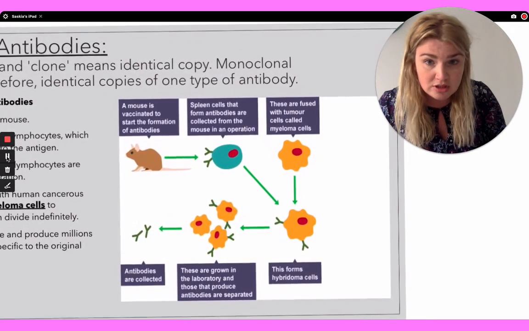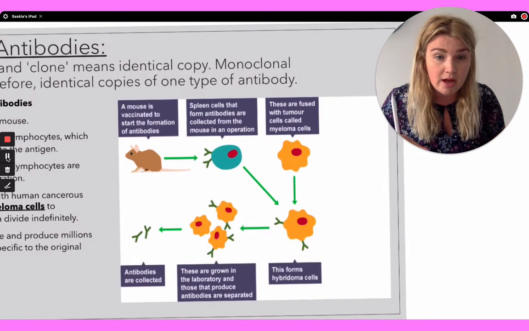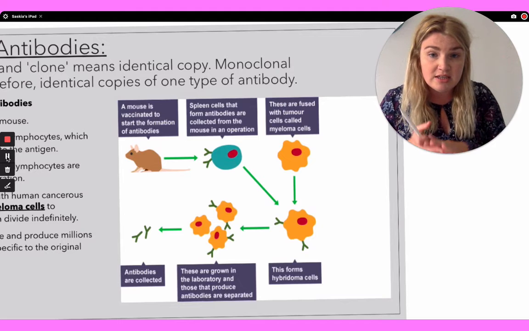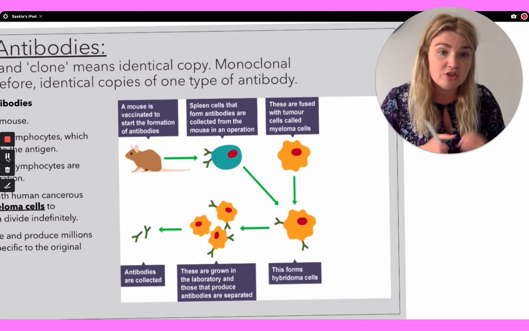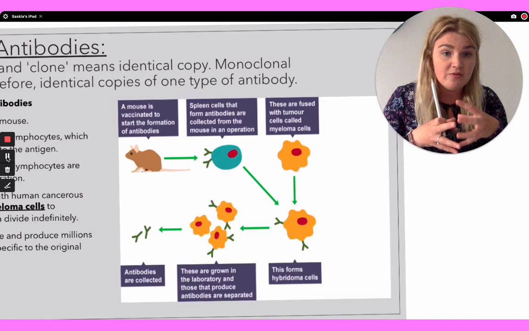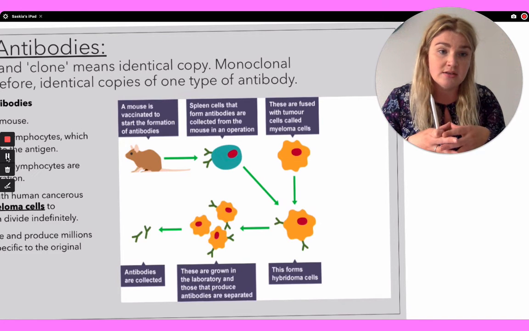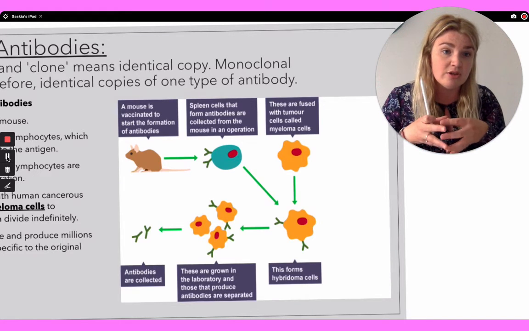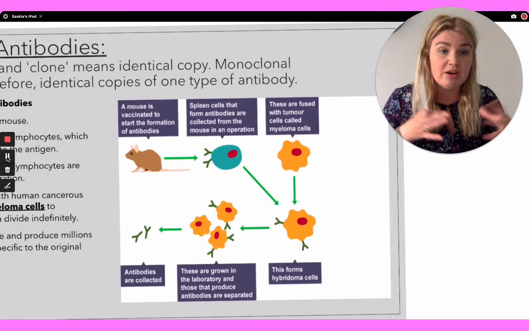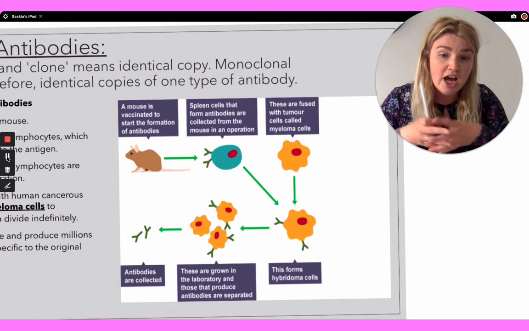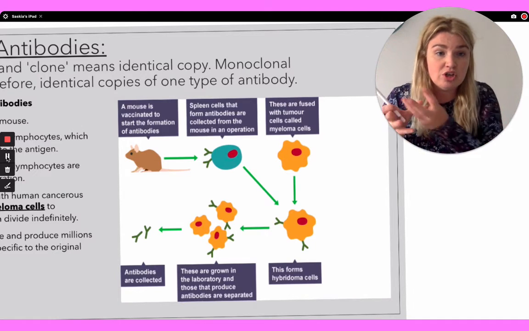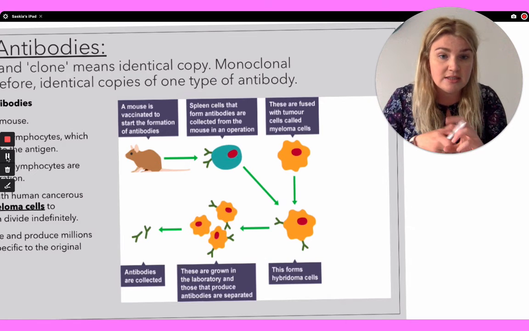If you wanted to pause the screen and look at it, you inject the mouse, it starts to form antibodies, and the antibodies are extracted and fused with a tumour cell, because tumour cells reproduce indefinitely. You produce hundreds of these antibodies and then you can use them for other things, and we'll talk about their uses in a minute.